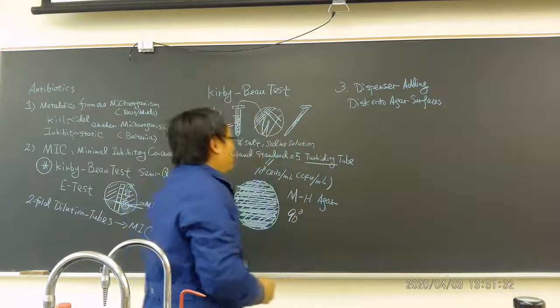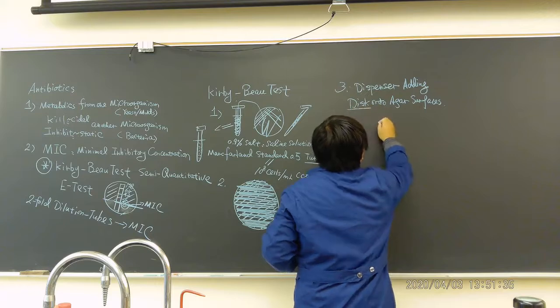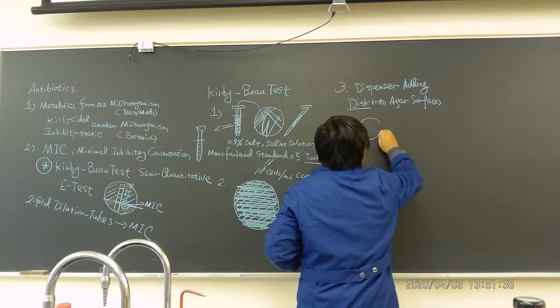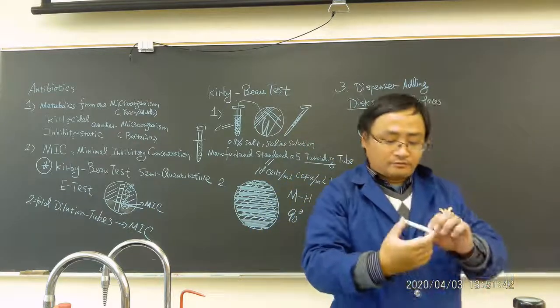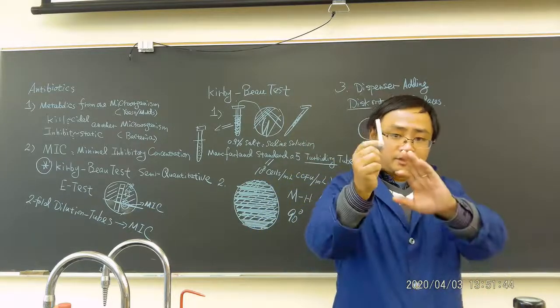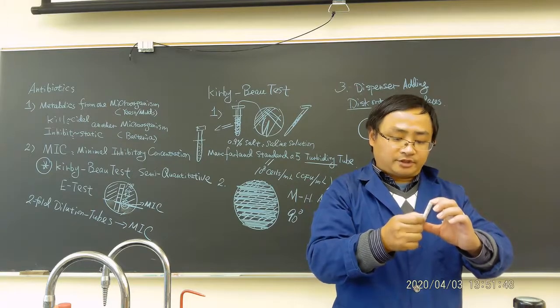Okay. Now, what does the agar surface look like? Well, what does a disc look like? Every disc you will see looks like that. It's very tiny, inside of this type of tube. I'll give you an example. Let's say gentamicin.